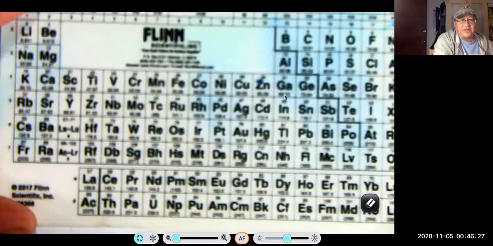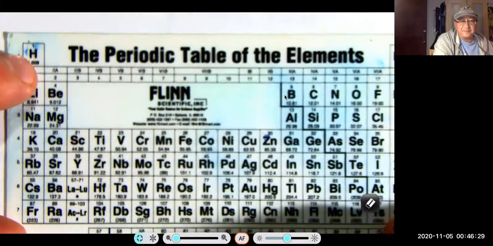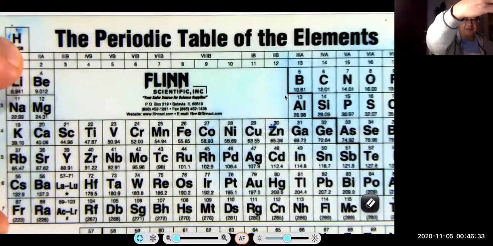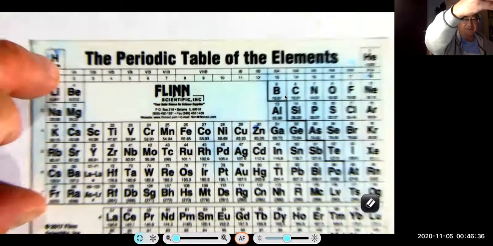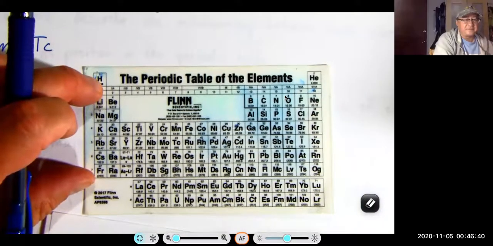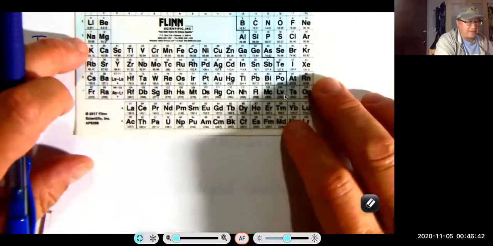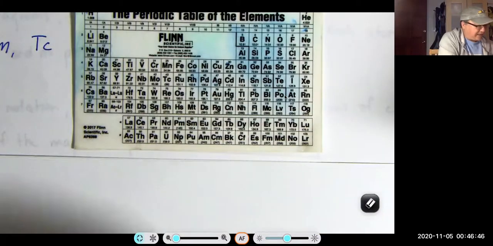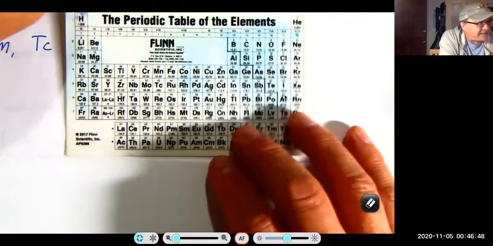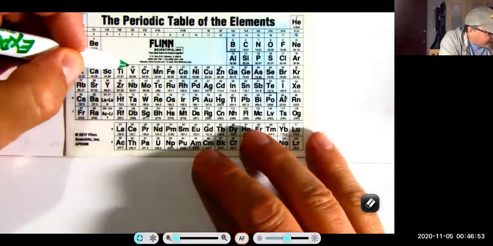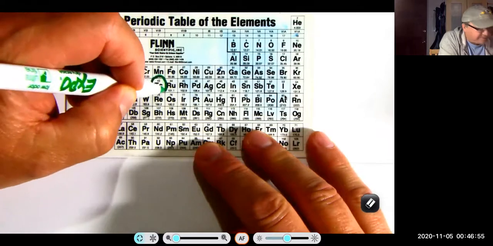We're going to focus on it. And I'm going to zoom out just a little bit. Okay. And I'm going to put a piece of paper underneath it here. And let's take a look at where technetium is. So I'm going to use my dry erase pen. And here is Tc right there.